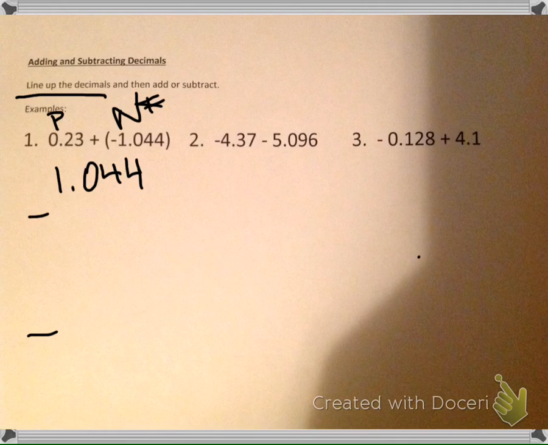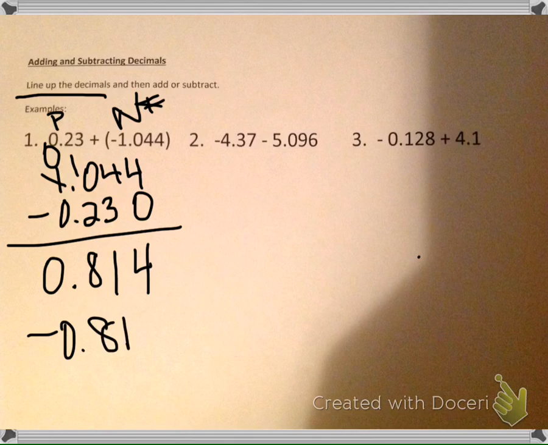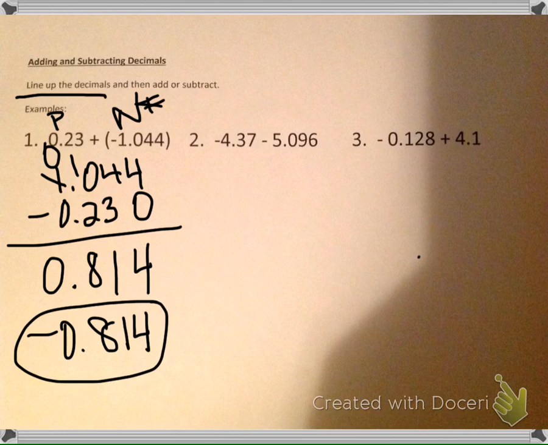1.044 minus 0.23. I'm just going to add the 0 there so that it lines up. And I have a 0. 4 minus 0 is 4. I'm sorry, 4 minus 3 is 1. Here I need to borrow. 10 minus 2 is 8. Bring down my decimal. So it's negative 0.814, negative 814 thousandths.